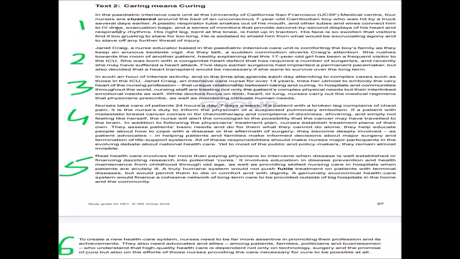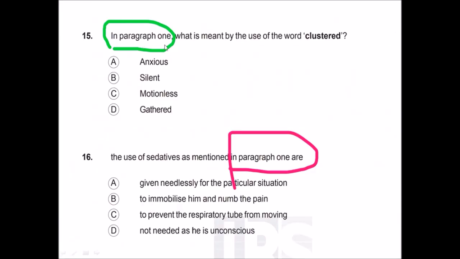Number these paragraphs. This is paragraph 1, paragraph 2, paragraph 3, paragraph 4, paragraph 5. Then first number the paragraph, then read the question.